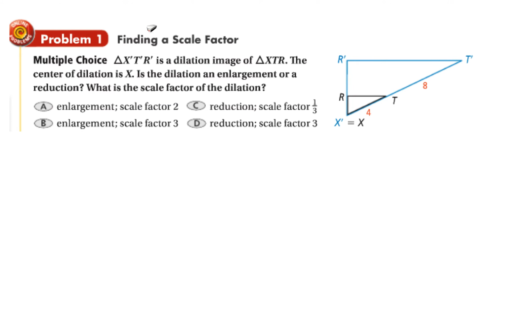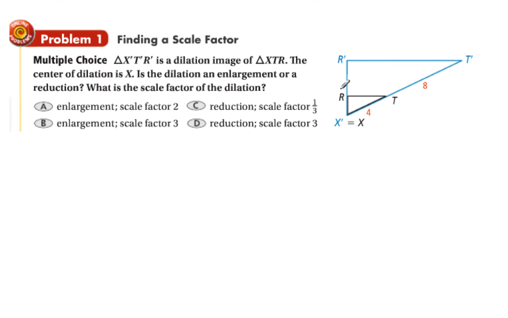Okay, so let's take an example. It's saying multiple choice. Triangle x prime, t prime, r prime is a dilation image of xtr. So xtr is my pre-image, x prime, t prime, r prime is my image. The center of dilation is x. Very nice. Is the dilation an enlargement or reduction? That's the first question. Then what is the scale factor of the dilation? Well, let's see. So I'm going from xt to x prime, t prime.